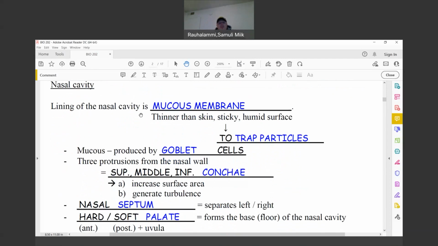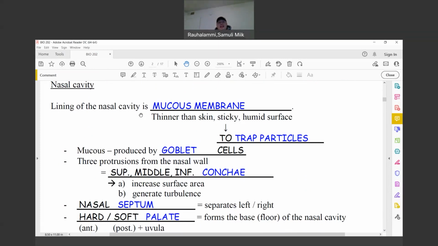Instead, the layer is something that we know as mucous membrane. This mucous membrane has a thin skin, or it's not really skin, but a thin layer. The layer is going to be sticky, and it's also going to be a warmer, humid surface. So all of this serves the three purposes that we have for the nasal cavity.